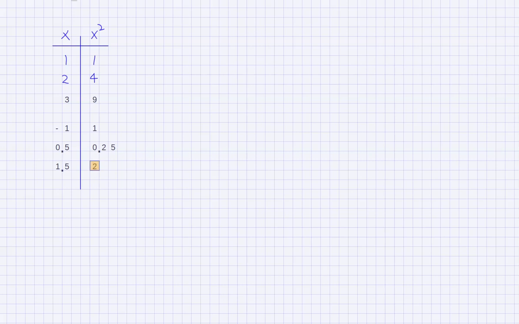If it's 1.5, then you can actually draw the square and figure it out, or use a calculator, or just know that's 2.25. If it's 2.5, it's going to be 6.25. If it's minus 2.5, it's going to be the same as plus 2.5. If it's 10, 10 times 10 is 100. If it's minus 10, minus 10 times minus 10 is also 100. If it's 0, the answer is 0. X squared is 0.